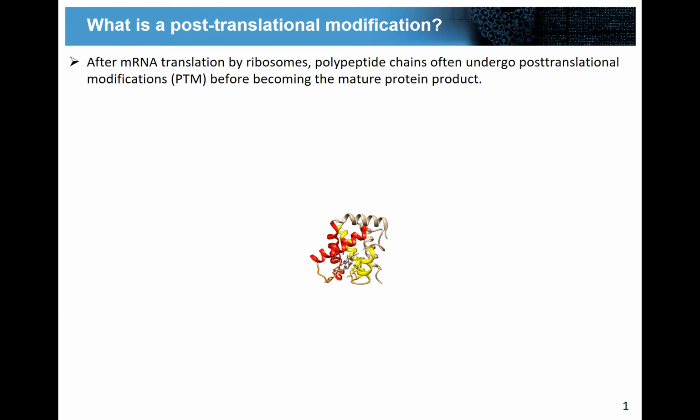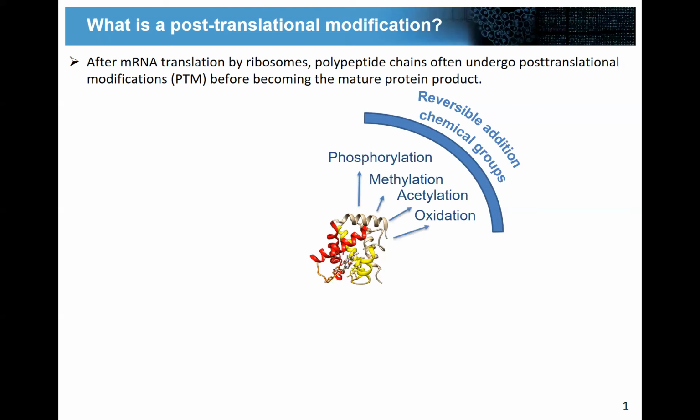And what most people think about when they hear the term PTM, at least I would say what most proteomics people think about when they hear PTMs on proteins, they think about reversible addition of chemical groups onto protein, either on the amino acid side chains or maybe also on the end terminal of the protein. So reversible addition of small chemical groups are, for example, phosphorylations, methylations, acetylations, oxidations, all these things that usually happen on the side chains of specific amino acids.